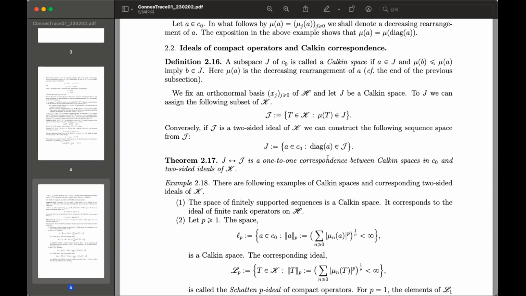So in your definition of the diagonal operator associated to a sequence A, you said that you need to choose an orthonormal basis for the Hilbert space. If you choose a different basis, will that change the correspondence that appears in the theorem? Yes, thank you for your question.